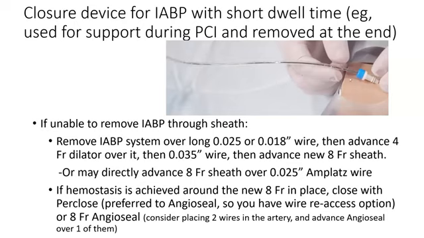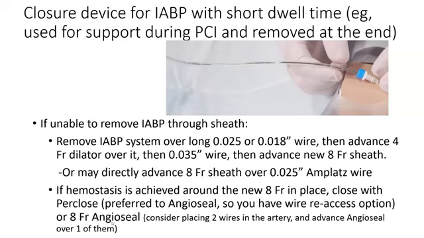However, when you put the 8 French sheath, you may still achieve hemostasis because the artery may constrict around the sheath. So you put that 8 French sheath and you watch, and you may hold a little pressure around it and see. If you achieve hemostasis with that 8 French sheath, great. Then you can close with Perclose or with Angioseal over that newly exchanged 8 French sheath. It's preferred to use Perclose, so you have wire reaccess option.